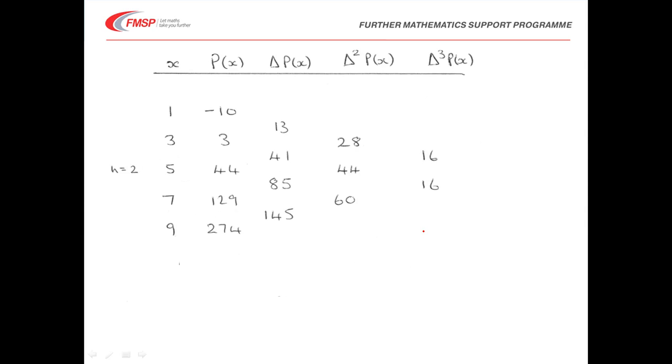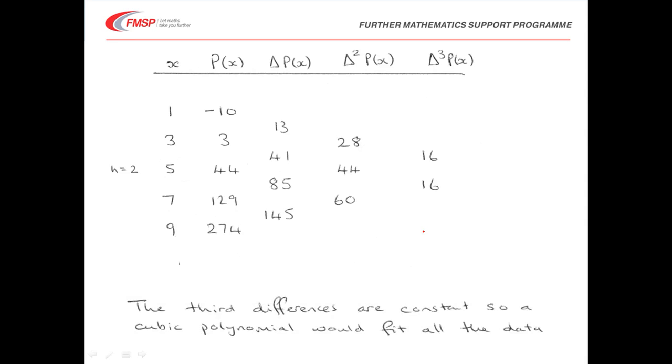Right, that's enough to tell me that a cubic polynomial will be good enough there. The third difference is a constant, so I need that statement. I can't just leave it, and I need to say this time that it is constant, so a cubic polynomial will fit all of those data points.